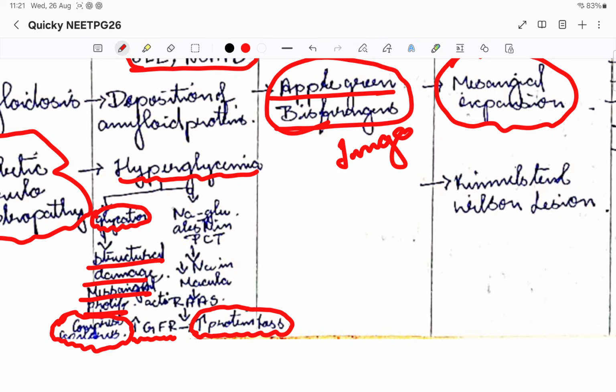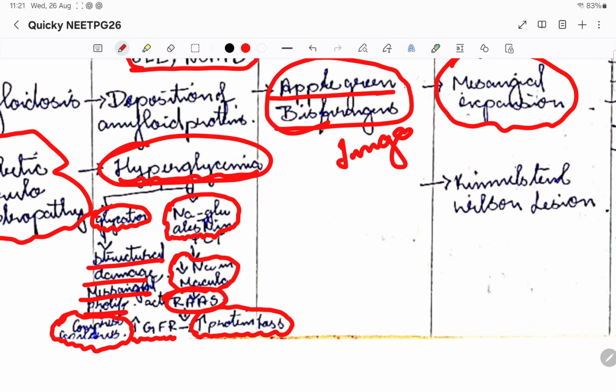Also there is sodium-glucose absorption in the PCT. Because increased glucose is there, there is increased sodium absorption also happening. So less sodium is reaching the macula densa, and that is where the RAS activates. So there are two kinds of pathogenesis: one because of glycation, and the other because of increased sodium-glucose absorption. This is the basic pathogenesis behind diabetic nephropathy.